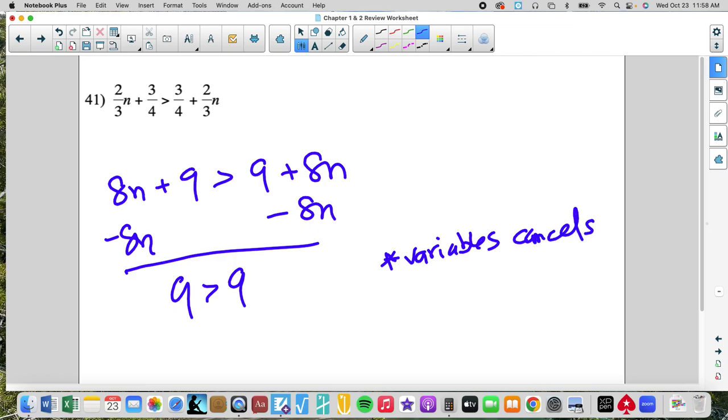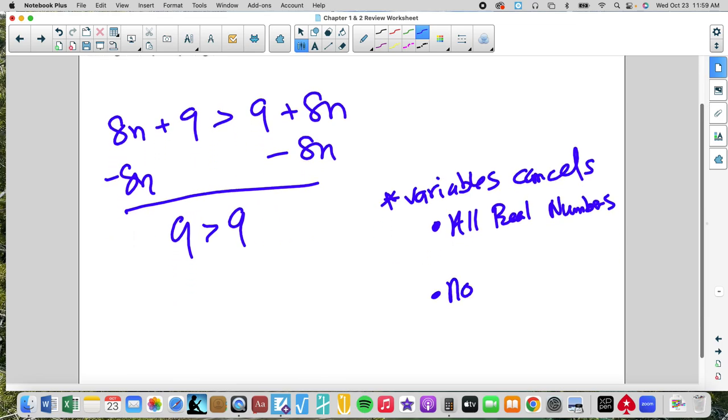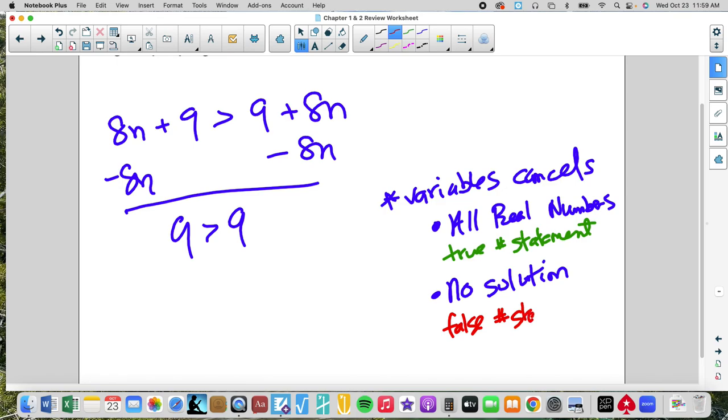Whenever variables cancel, we're either left with option 1, all real numbers, or we end up with no solution. This is based upon a true number statement, which produces all real numbers, and a false number statement, which is no solution. So is this a true or false statement?